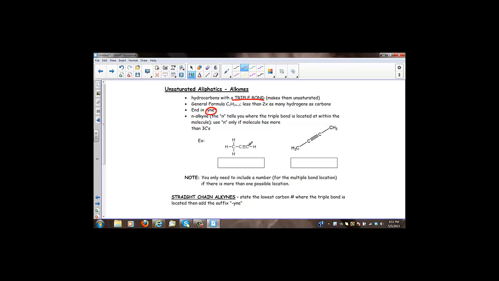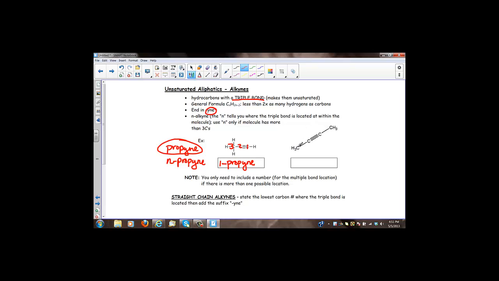So, numbering 1, 2, 3. I have a triple bond on the first carbon. So I don't have to do this here, but I will. So 1, 2, 3, this is 1-propyne. I could name this normal propyne. I don't have to even put a number. I can just call it propyne because there's only one place it can go. If you do 1-propyne, you still wouldn't be wrong, technically.